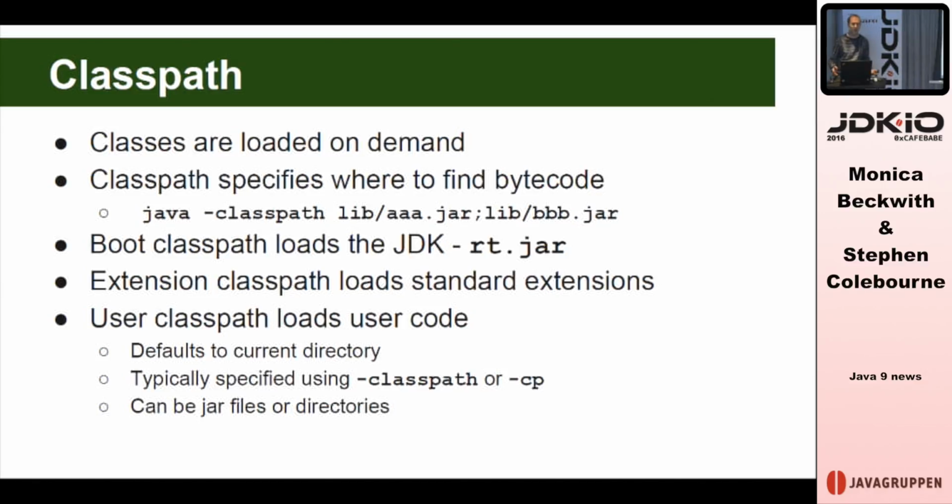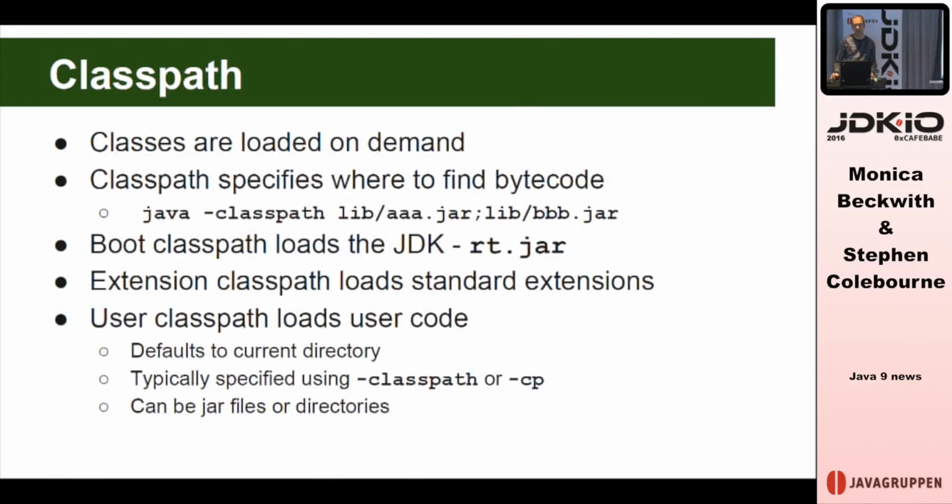So looking at the class path, that's what we've been using up until now. Classes are loaded on demand, so when you need a class, it will go and look at the class path, find the class, and load it up. And that class path specifies where you find the bytecode. So you're specifying what jar files you find the bytecode in. You can also specify a directory. You can actually specify zip files as well.